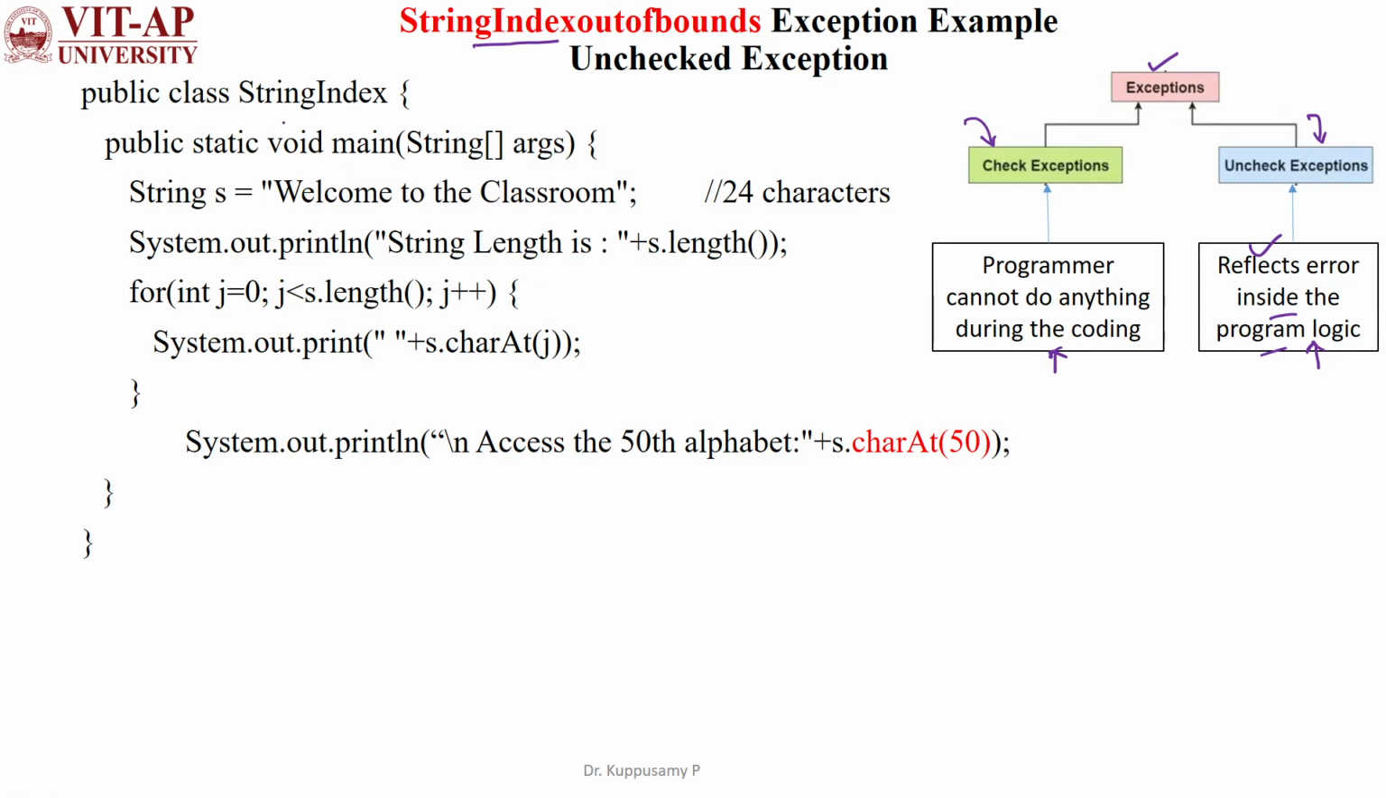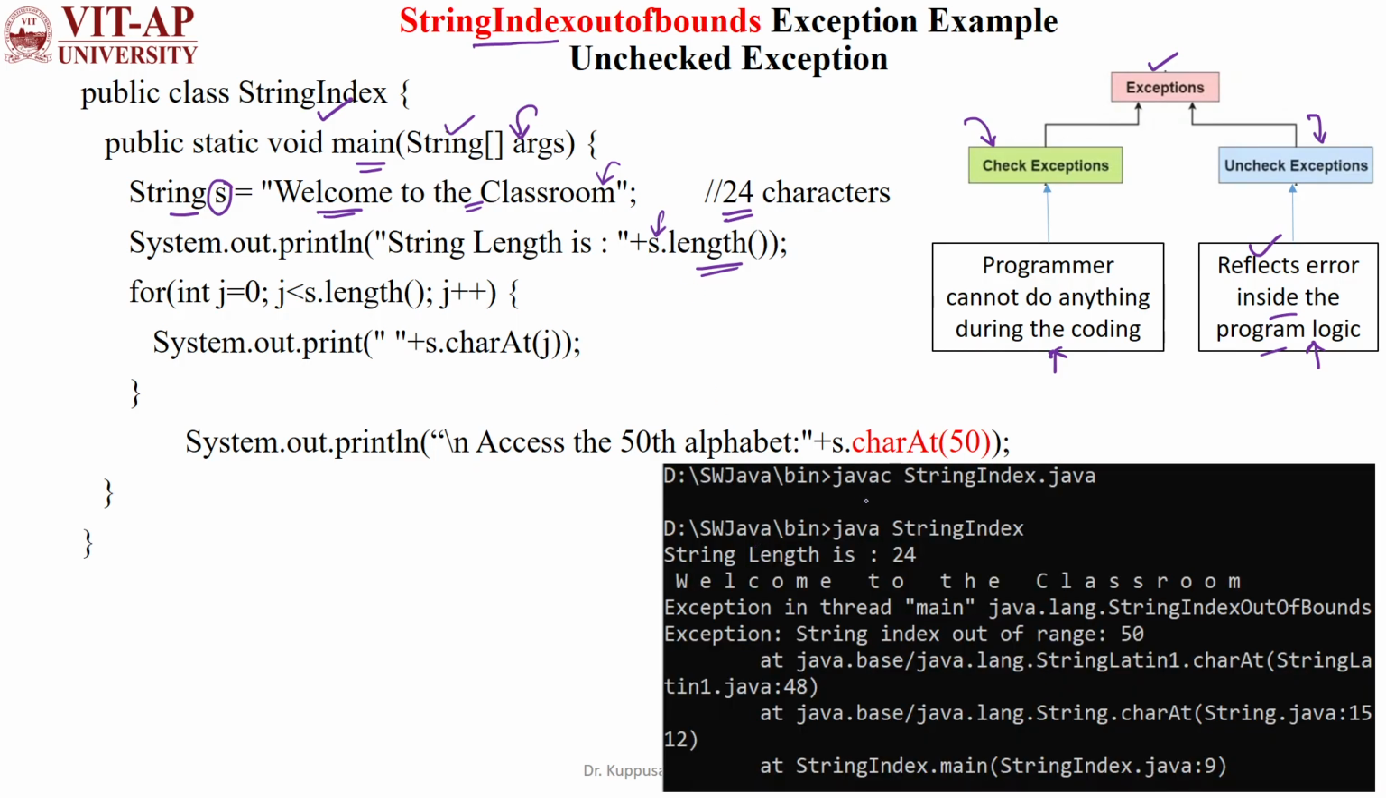Here we will see the string index out of bounds exception by defining the class name StringIndex. Then the main method receives the arguments in the form of the String data type. Here I am defining the string object with the value "welcome to the classroom". The number of characters in the given string is 24 with the white space. And I am trying to print the length of the string which is stored in the object variable s.